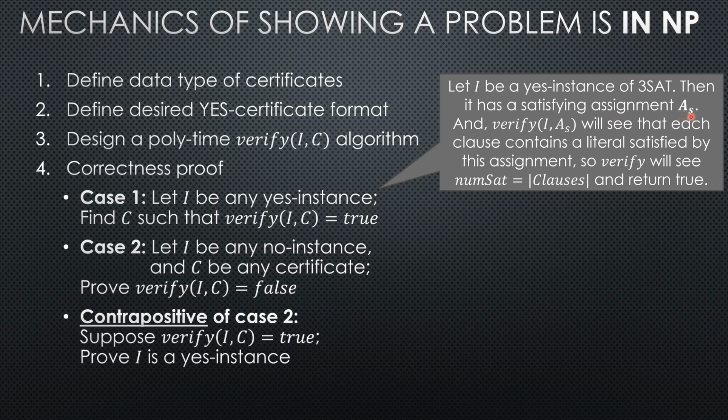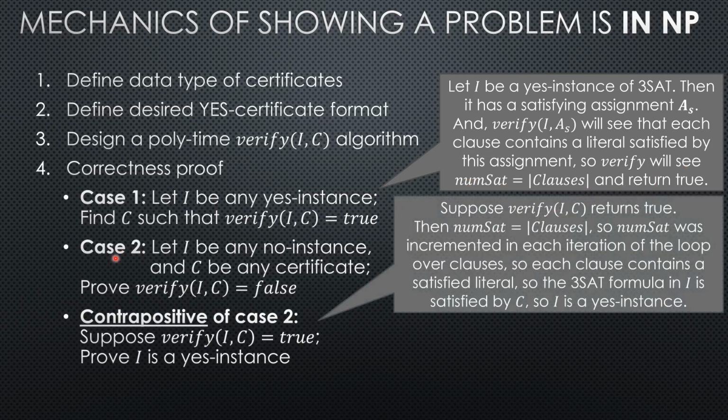We'll call it AS. And if we pass the input to 3SAT, the formula, that is satisfied by this satisfying assignment, and we pass that satisfying assignment as the certificate to our verify function in the desired format, we will see when we execute verify that each clause contains a literal that's satisfied by this assignment. So verify will see that at the end numsat equals the cardinality of clauses, and it'll return true.